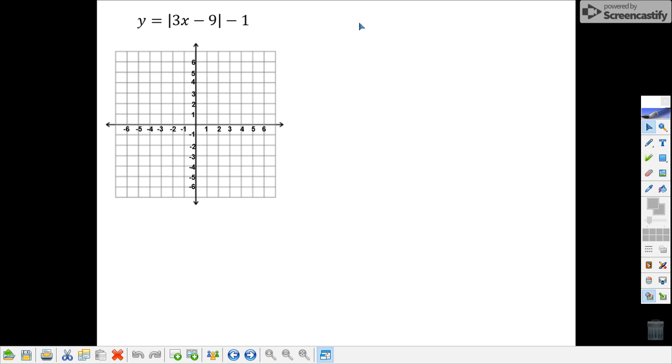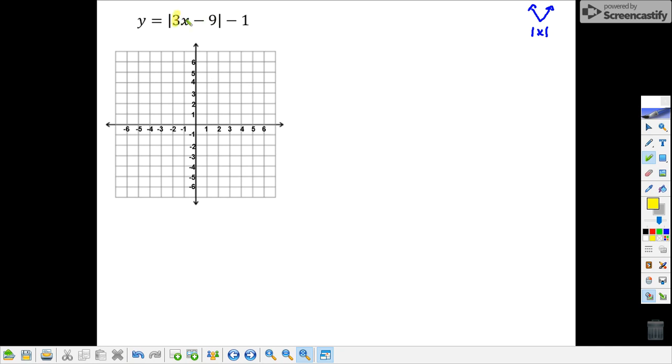Let's go ahead and do a problem where we are graphing an absolute value function. It's going to look like a V in the end since it's absolute value. Notice we do have an x distortion. That just means there's something inside the absolute values that we are multiplying by. So we're multiplying by this 3.